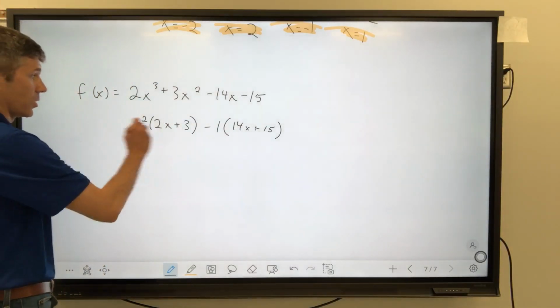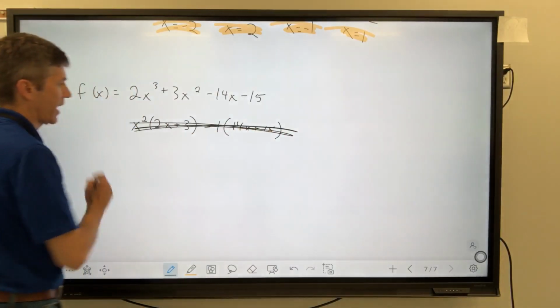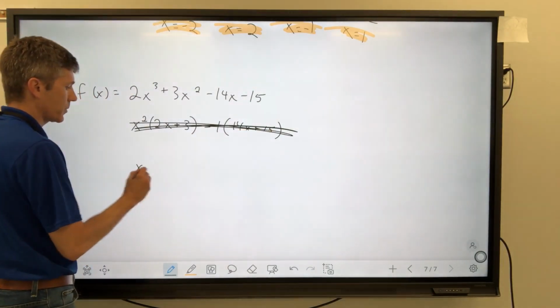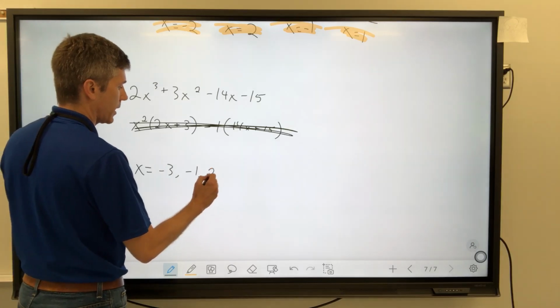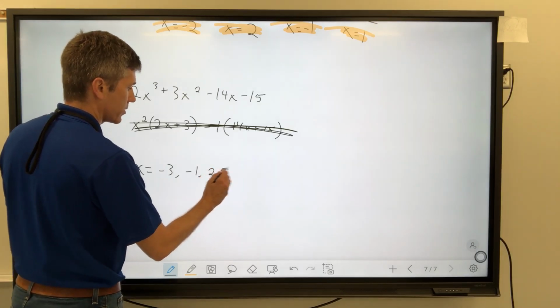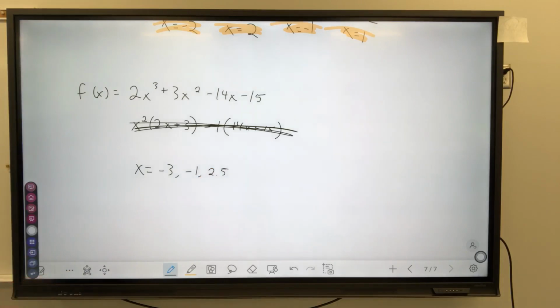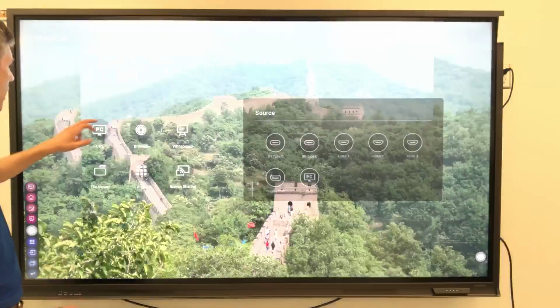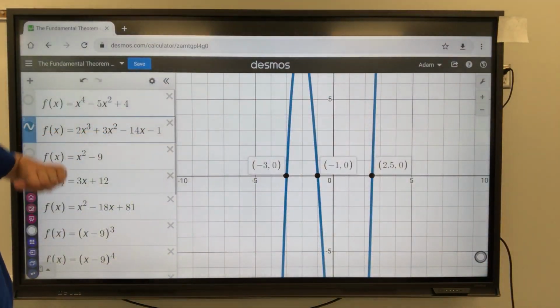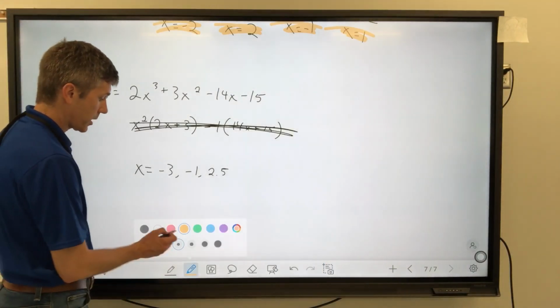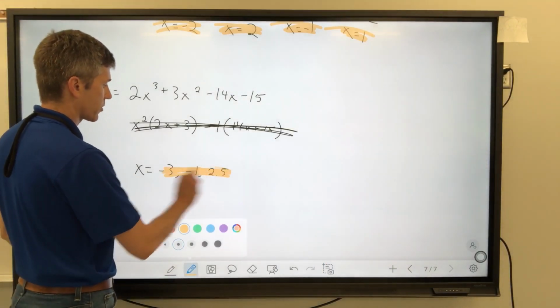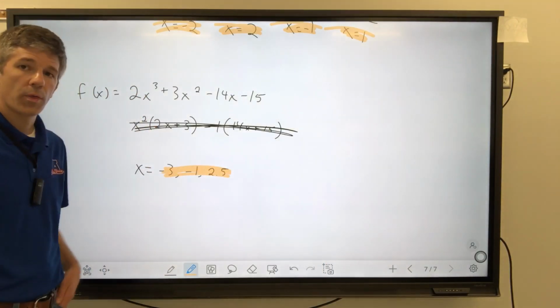So this got me nowhere. Thanks a lot, factoring strategies. And I end up with -3, -1, and 2.5. It was -1, am I right? No. Yeah, I think it was -1. Let's double check. I'd hate to write that down wrong. Yeah, -3, -1. All right, so that's it. We had those 3 things, and because we had a degree of 3, we had 3 roots.